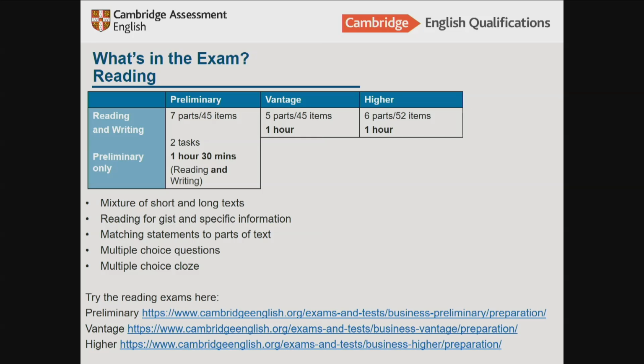You can see that I've put some links here at the bottom of the page where you can find exactly what these different reading exams are like, and you can practice the exams using sample papers.